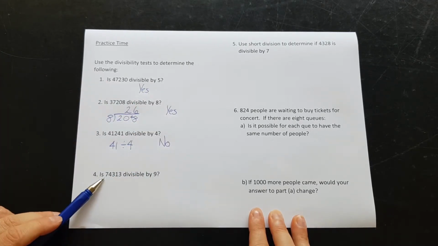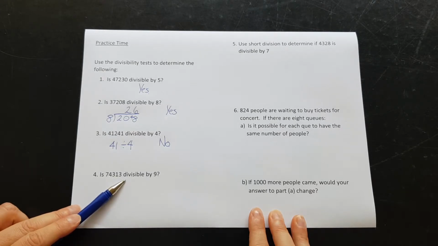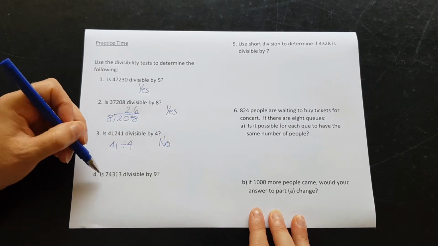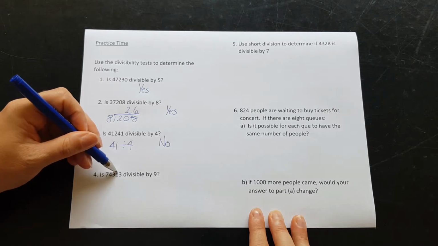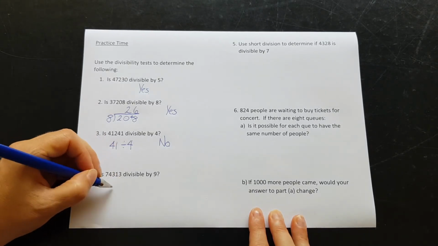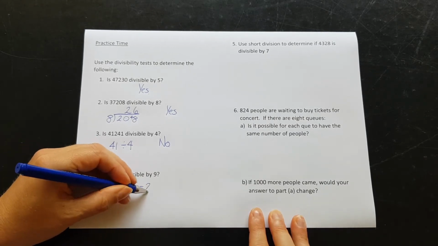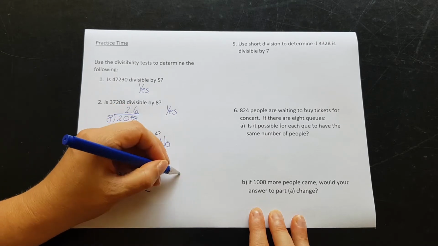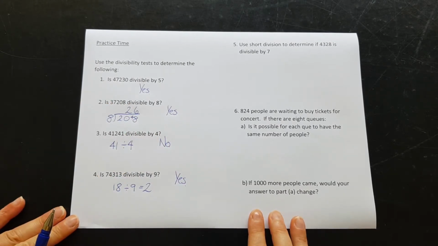Question 4, is 74,313 divisible by 9? If it is, the sum of its digits has to be divisible by 9. So let's add them up. 7 and 4 is 11, 12, 13, 14, 15, 16, 17, 18. Okay, so 18 is the sum. Divide that by 9, we get a lovely, nice 2. So yes, that's divisible.